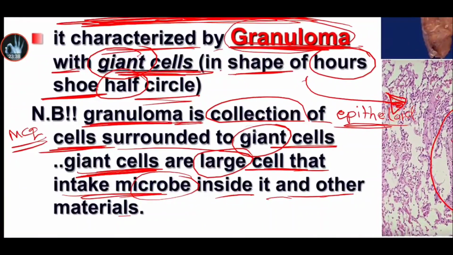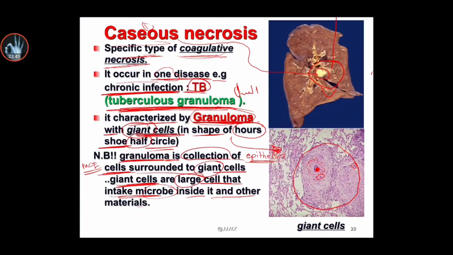So now we know the definition of granuloma. Granuloma as a whole picture is a collection of what? Of epithelioid cells, these small cells surrounding the necrosis area. And also surrounded by giant cells. Giant cells, we say, are large cells.